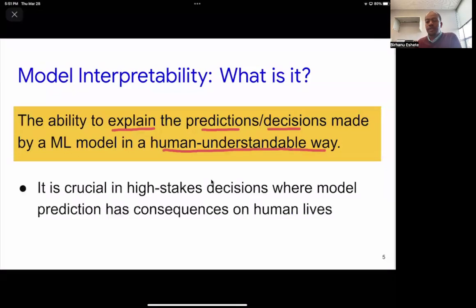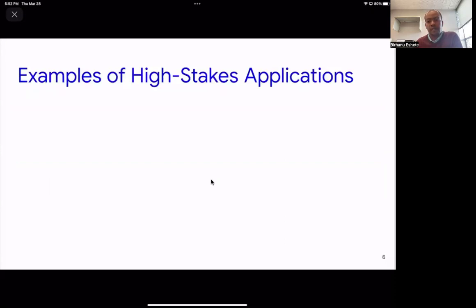Okay, so when we talk about interpretability, we are emphasizing the fact that high stakes decisions, decisions that would affect people's lives, and I'll give you examples for this, require more than predictions or accuracy of the model. And in these high stakes decisions, the model prediction might have consequences on human lives. And here are some examples. This set of examples is by no means exhaustive, but they highlight what we're trying to achieve when we talk about model interpretability.